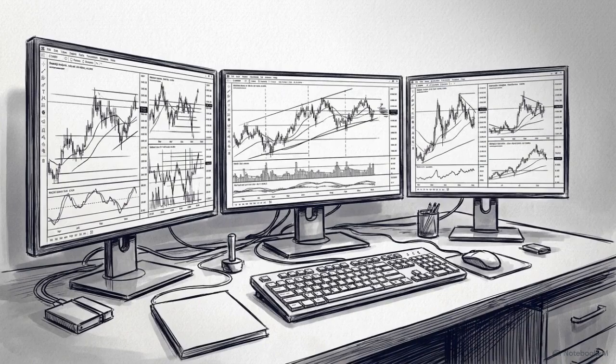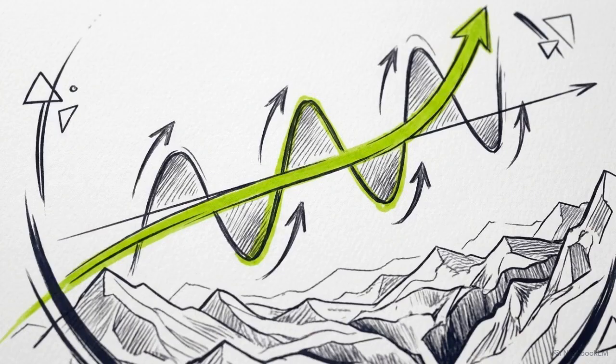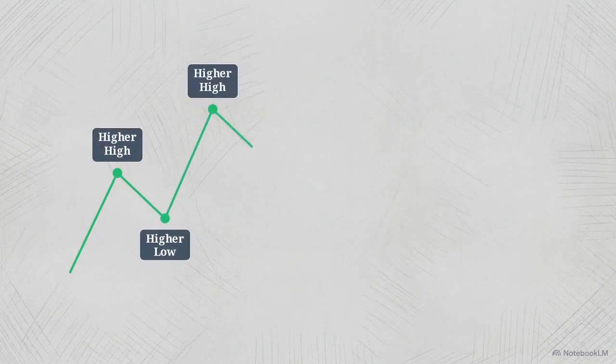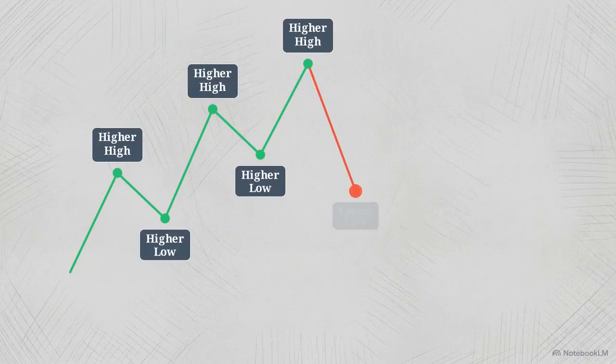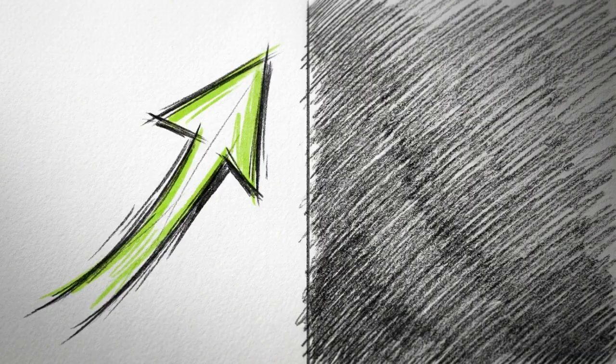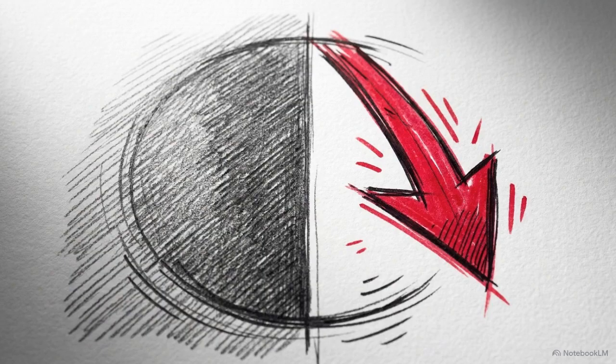Step 1 is structure. Before looking for an entry, you must zoom out to a higher time frame, like the 1-hour or 4-hour chart. This allows you to diagnose the market's overarching momentum. In an uptrend, the price moves in a sequence of higher highs and higher lows. In a downtrend, that pattern shifts into a sequence of lower highs and lower lows. This creates a binary rule for the day. Uptrends mean you only take long setups. Downtrends mean you only look for shorts. If the market is consolidating sideways, you don't trade at all.